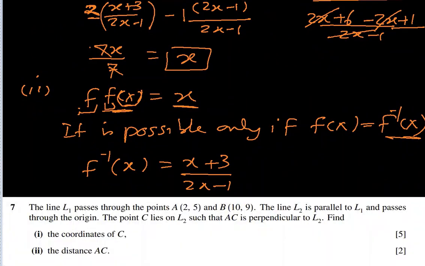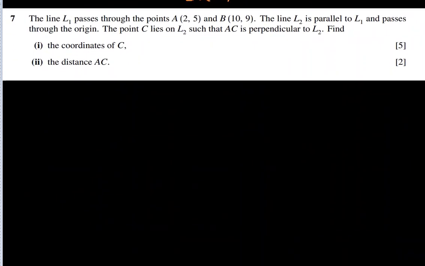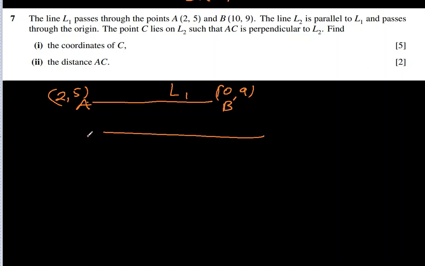And here is question number 7. The line L1 passes through points A (2, 5) and B (10, 9). Let's draw it. So (2, 5) is A and (10, 9) is B. And this is L1. The line L2 is parallel to L1, okay. They're parallel, and L2 passes through the origin. This is not to scale, I'm just drawing it like this for simplicity's sake.